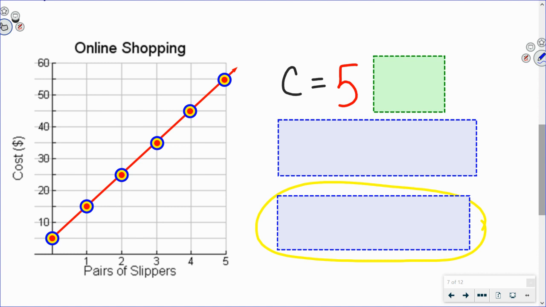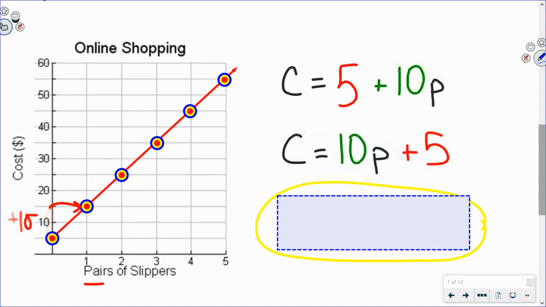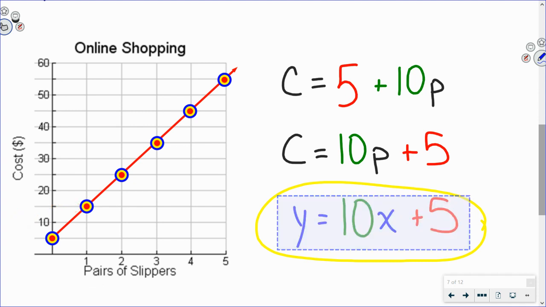Now, going for the slope, this doesn't increase by 2, ladies and gents. Don't just count tick marks. If you look at the scale, it goes up $5, $10 for every 1 pair. So I'm going to go ahead and write plus $10 per pair. And yes, you can flip that around if you'd prefer to write the constant rate of change in front of the starting value. We're actually going to emphasize writing it in y equals mx plus b form, where y is the dependent or vertical variable, and x is the independent or pair of slippers.